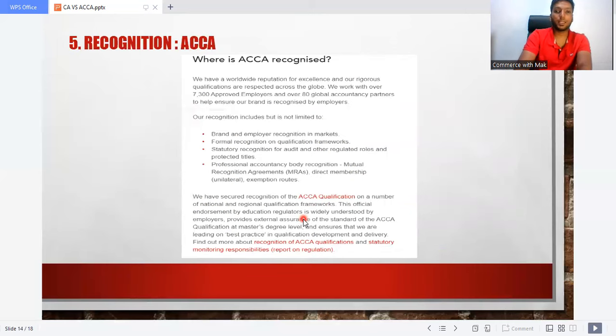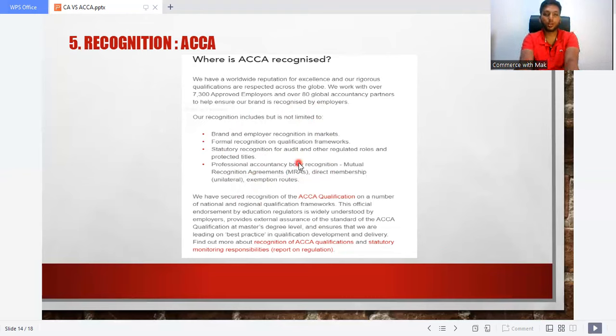So, the recognition of ACCA. Let's see what recognition ACCA is giving. We have a worldwide reputation for excellence, and our rigorous qualifications are respected across the globe. We work with over 7,300 approved employers and over 80 global accountancy partners to help ensure our brand is recognized by employers. Our recognition includes, but is not limited to, brand and employer recognition in markets, formal recognition on qualification frameworks, statutory recognition for audit and other regulated roles and protected titles, professional accountancy body recognition, mutual recognition agreements (MRAs), direct membership, and unilateral exemption routes.